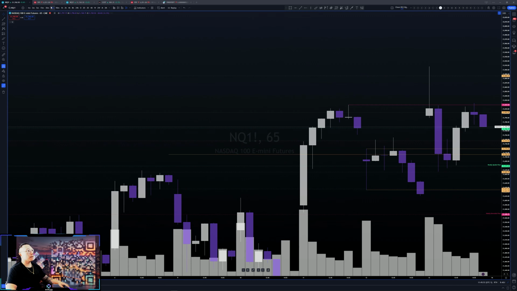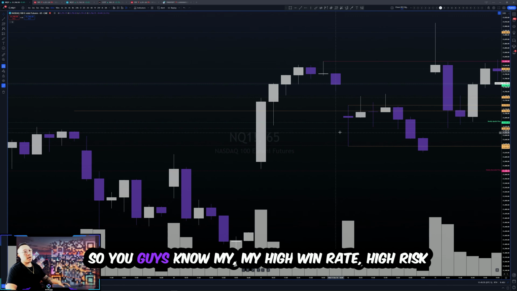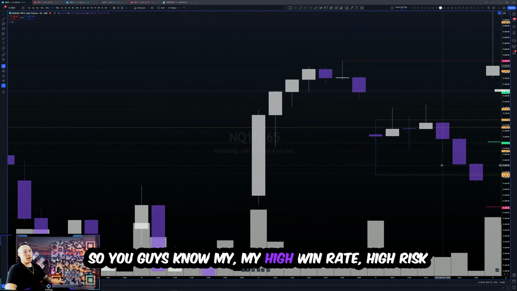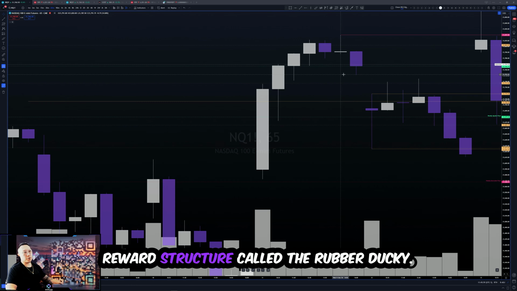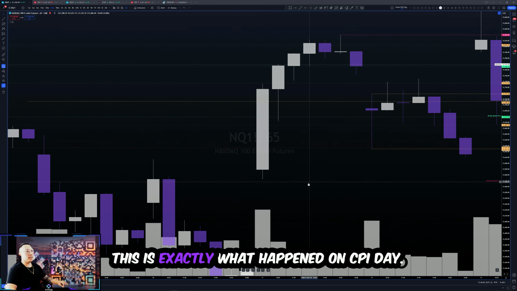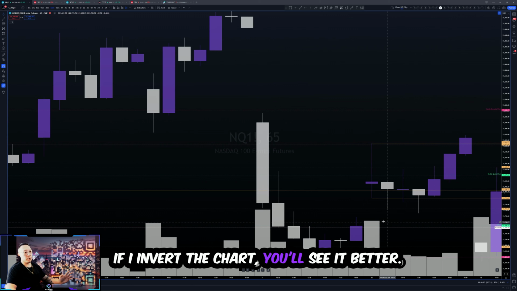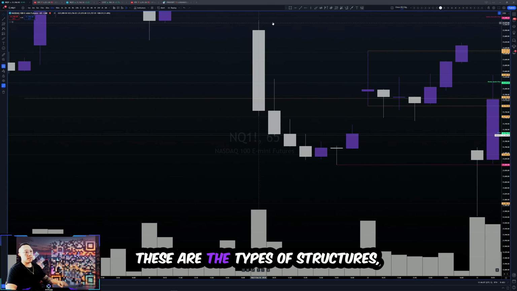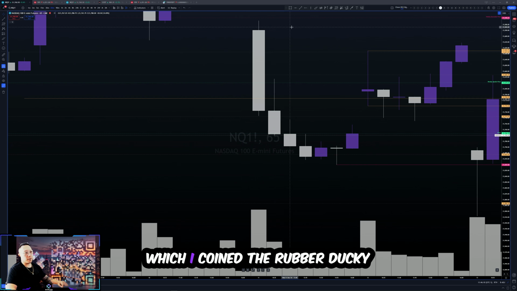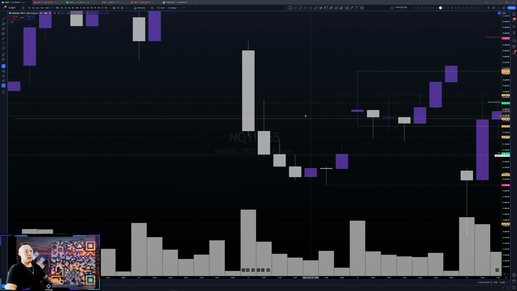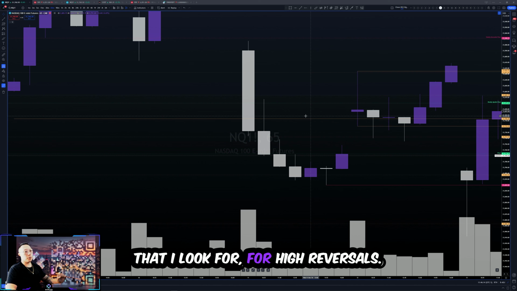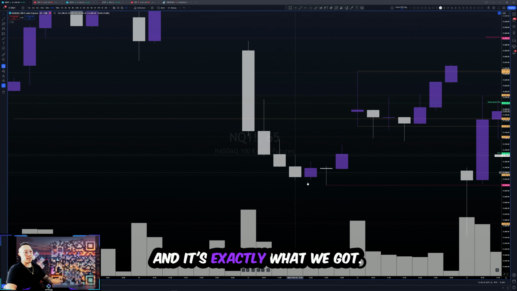Okay. 65, yeah. So you guys know my high win rate, high risk reward structure called the rubber ducky. This is exactly what happened on CPI day. Okay. If I invert the chart, you'll see it better. These are the types of structures which I coined the rubber ducky that I look for high reversals. And it's exactly what we got.